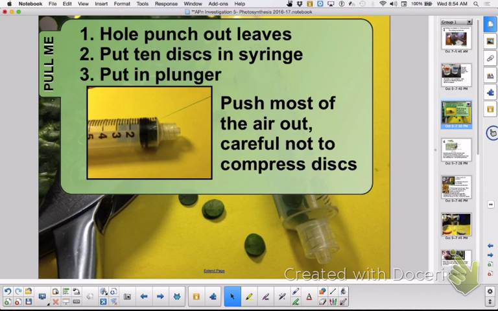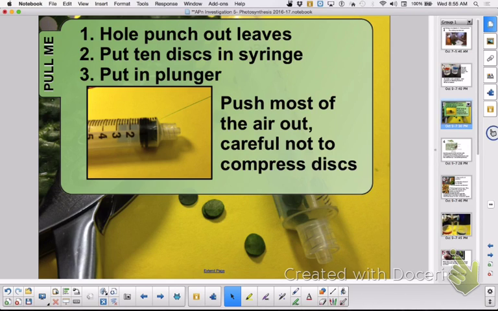Yes? When I was reading through the lab guides of people who had done this lab, they said you should hole punch on the veins, but you want us to avoid the veins? No, wherever you have a vein, then you have xylem and phloem, you don't have just chlorophyll. They should be saying avoid the veins. Yeah, that's what they should be saying.